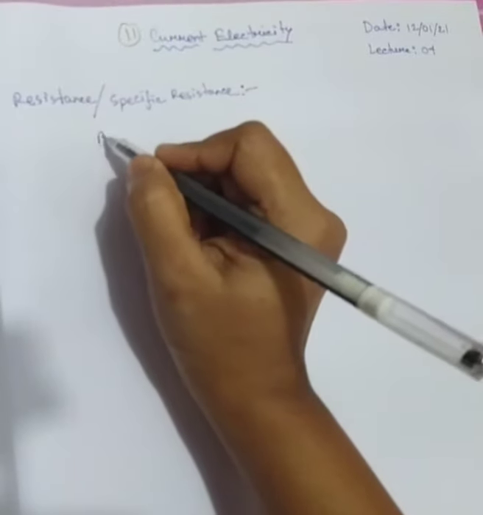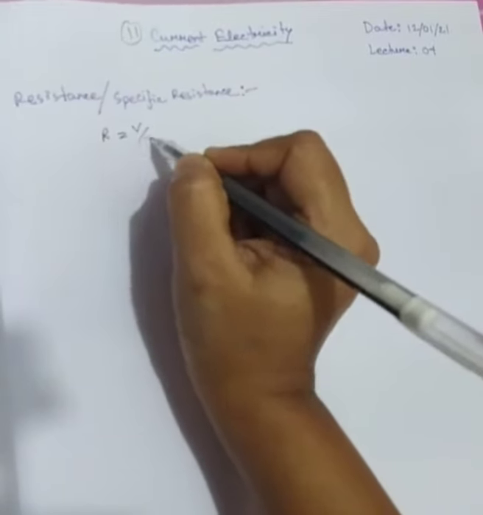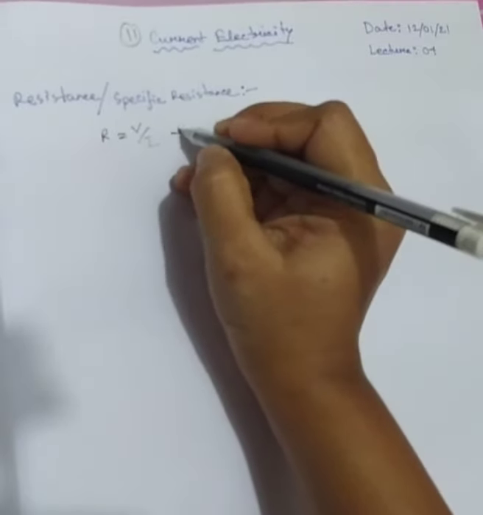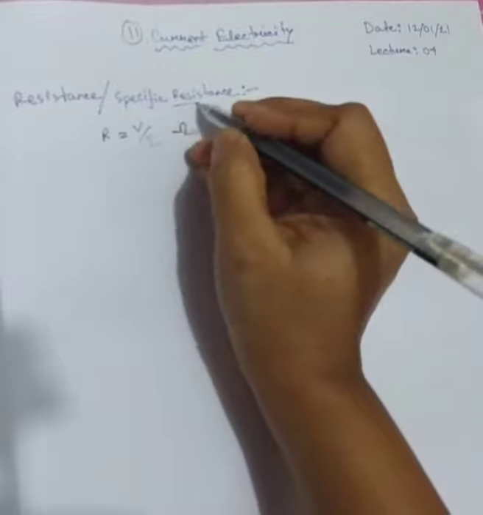So it depends on the type of conductor. For different kinds of conductors, different kinds of material, their resistance also varies. The unit of resistance is ohm, and we can calculate the resistance from this equation: R equals V divided by I, and the unit was ohm. Okay, but what is specific resistance?